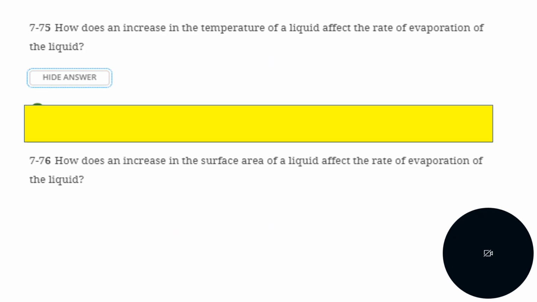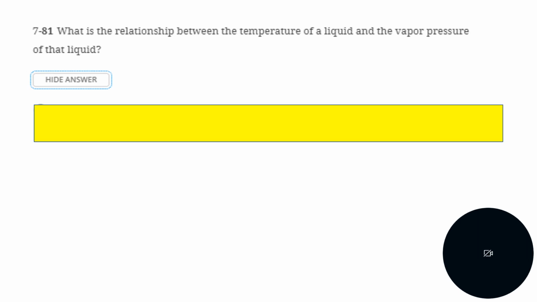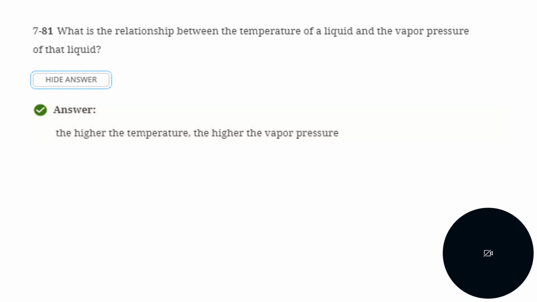These are more conceptual questions. How does the increase in temperature of a liquid affect the rate of vaporization? Hopefully you'd say that as the temperature goes up, the rate of evaporation is going to go up, so it increases. Next one, how does the increase in surface area of a liquid affect the rate of evaporation? Hopefully you'd say more surface area, more evaporation, so it increases. Another conceptual question, what is the relationship between the temperature of a liquid and the vapor pressure of the liquid? And looking at the answer, the higher the temperature, the higher the vapor pressure. Direct relationship there.